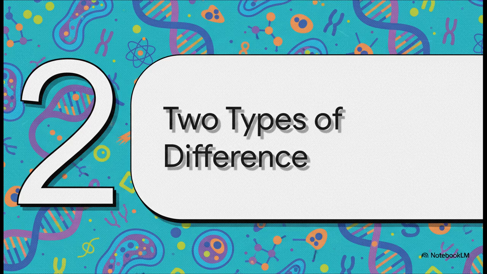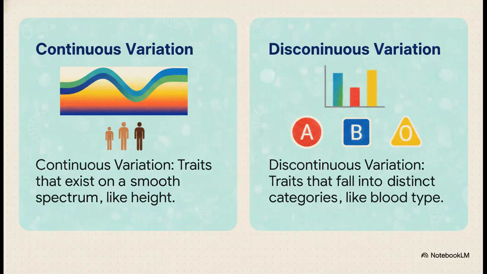Okay, so to really wrap our heads around this, scientists have broken these differences down into two main types. And getting this distinction is really, really key to understanding the whole picture. So here are the two types. On one hand, you've got continuous variation. Think of this as a smooth spectrum, like a dimmer switch, with all sorts of possibilities in between. Then, on the other hand, there's discontinuous variation, which is more like a light switch. It's either on or off. The traits fit into these really clear, separate boxes.